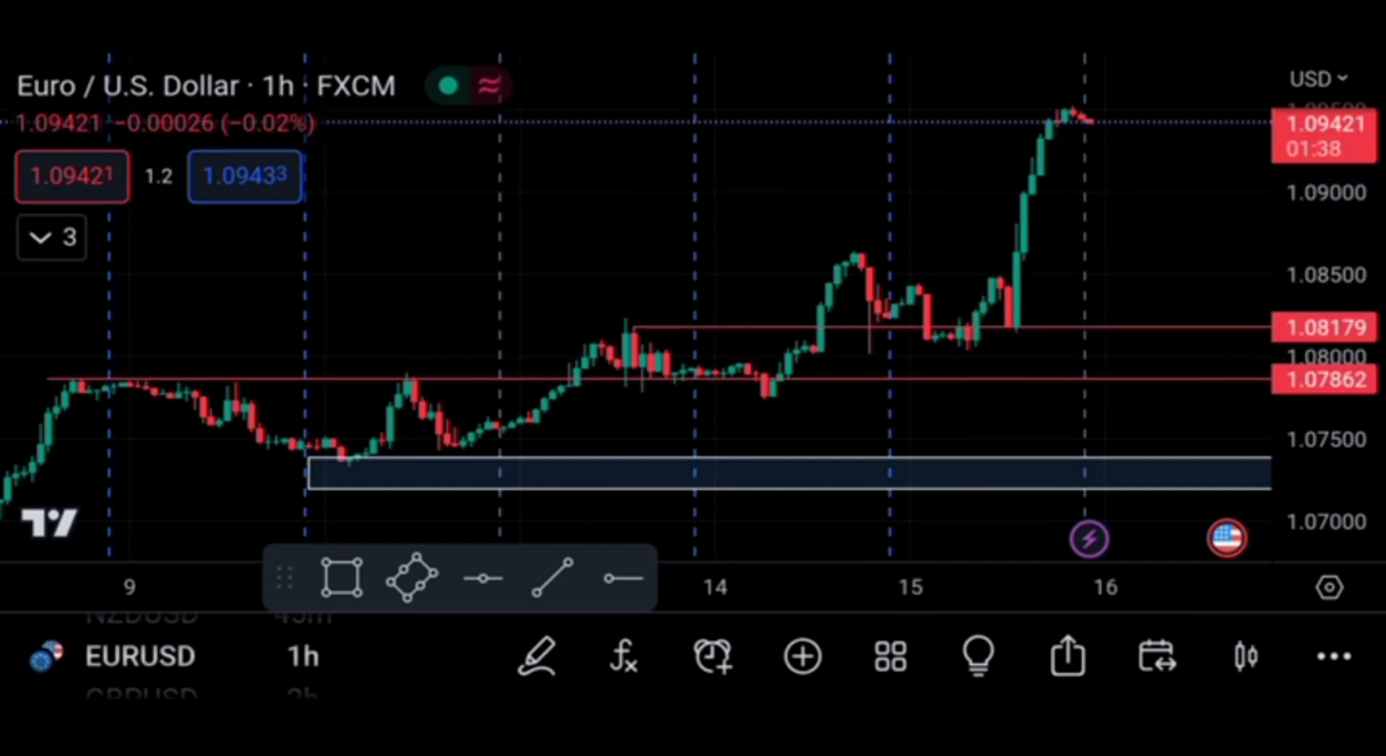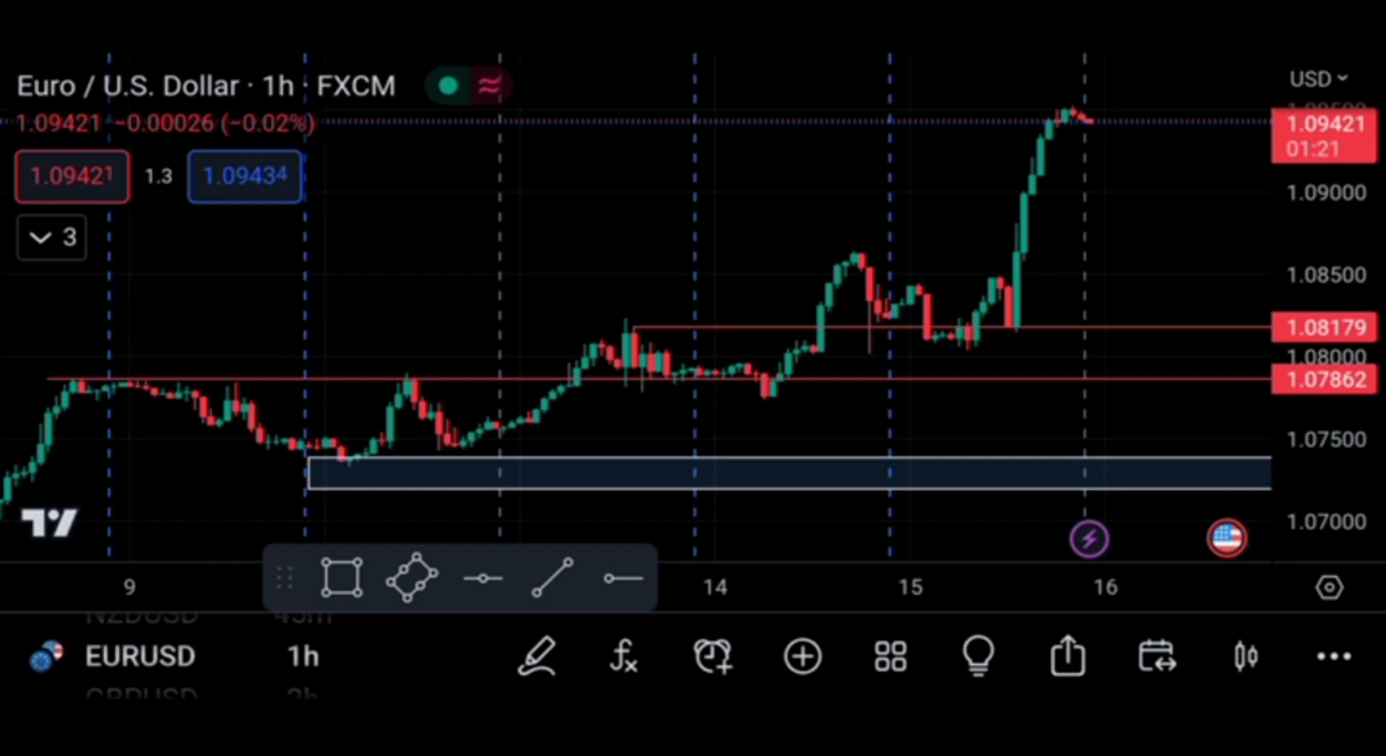So you guys can see these are the 3 steps that I take. The first step is, first of all, find the direction of the market. Is the market in an uptrend? Is it in a downtrend? Is it in a ranging market?